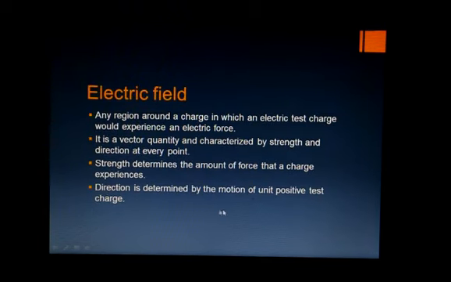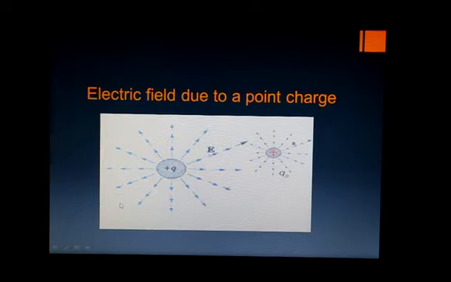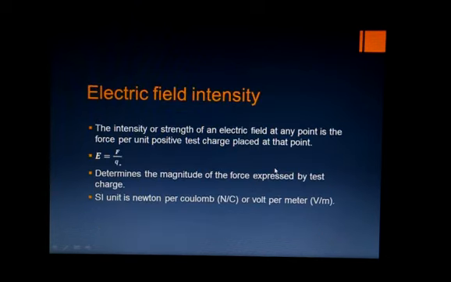Direction is determined by the motion of unit test charge. So you can find the direction by moving this unit charge either towards Q or away from Q.